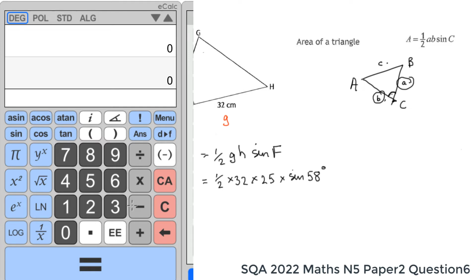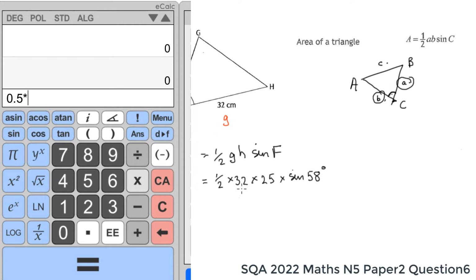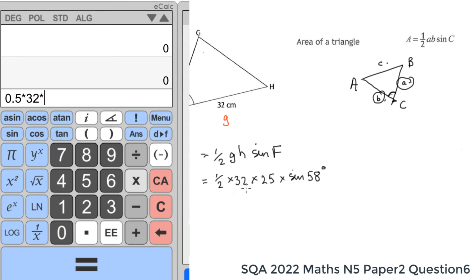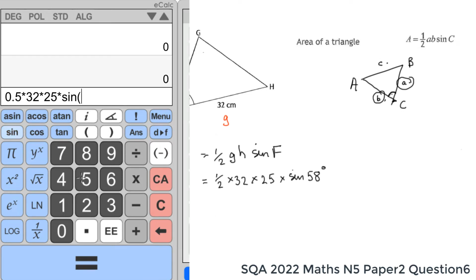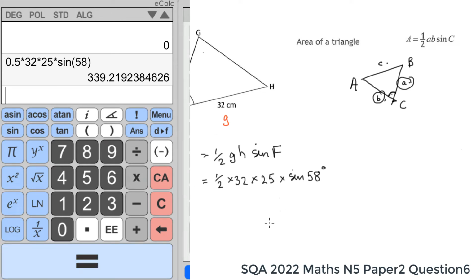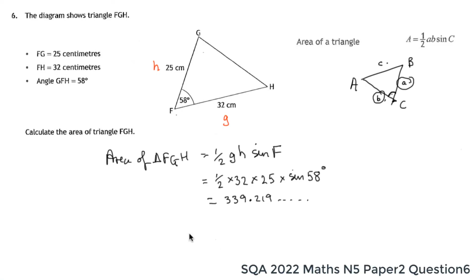So let's just plunge ahead with this. A half, that's 0.5 times 32 times 25 times, and then the sine of the angle 58 degrees. And that all comes to 339.219 and so on. Now, there's a problem about accuracy and units and so on. It doesn't say anything about that.